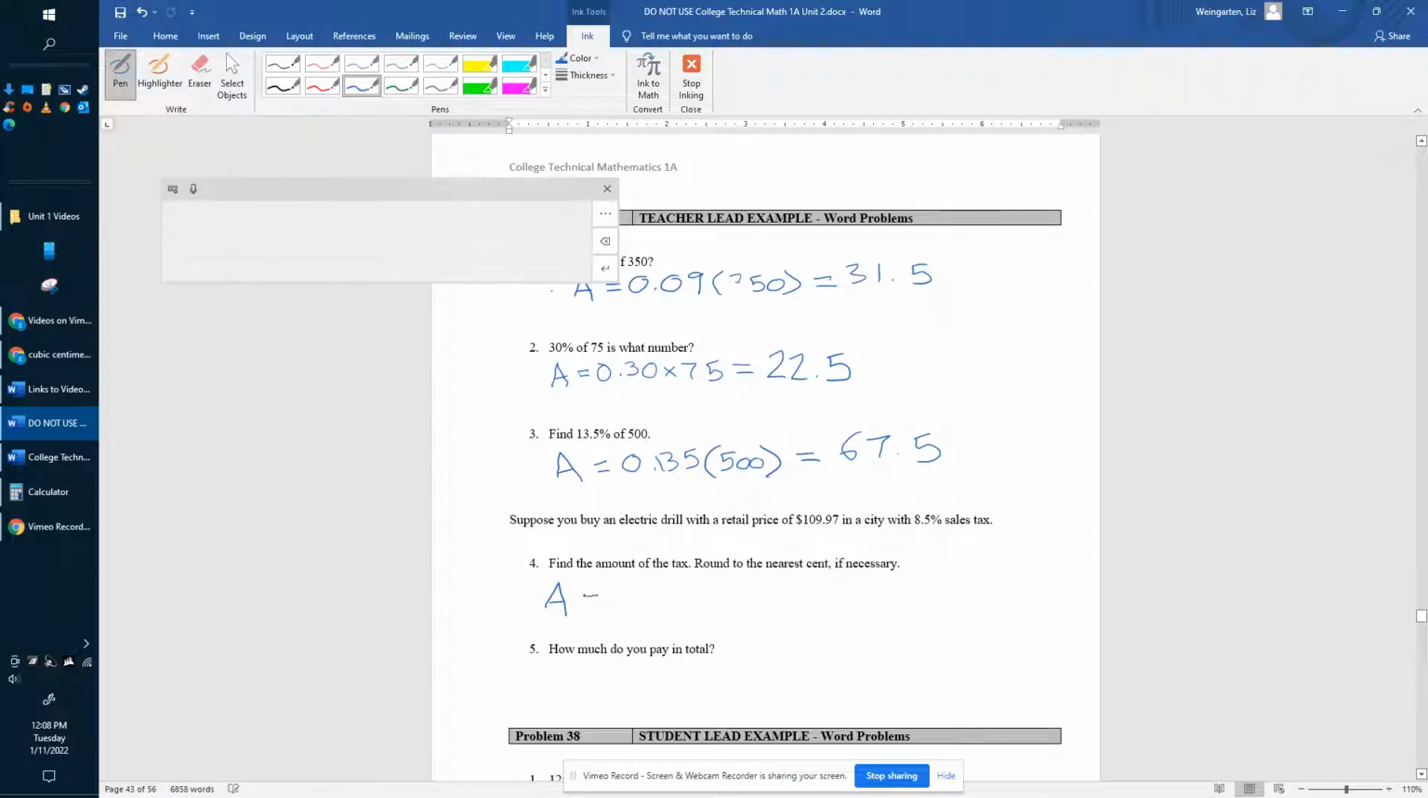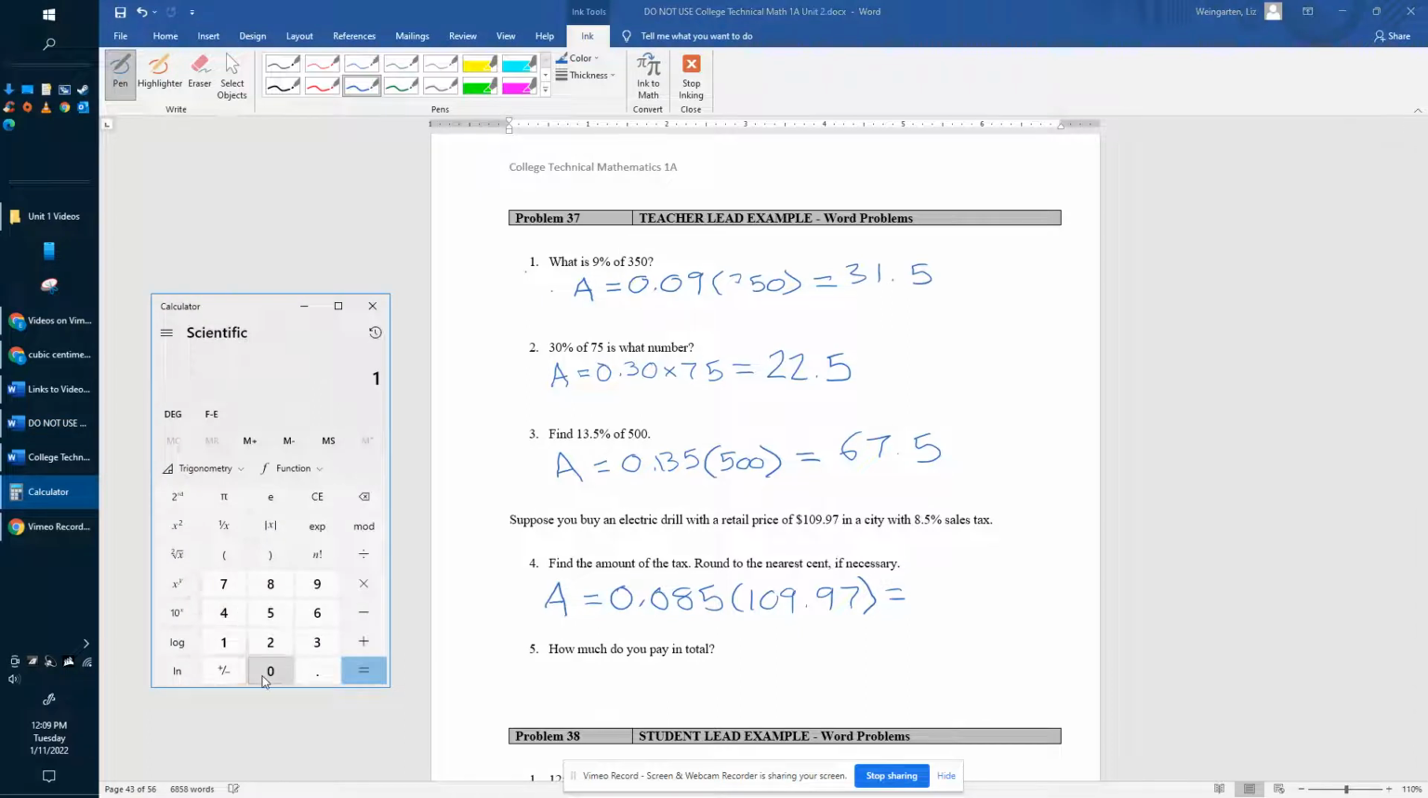That's going to be our A, which is equal to, turn your percent into a decimal, 0.085 times 109.97. What's our sales tax going to be? $9.35. Whenever you see a dollar amount, make sure you round to the nearest cent. Nobody is ever going to pay a fraction of a cent. So we can say $9.35.